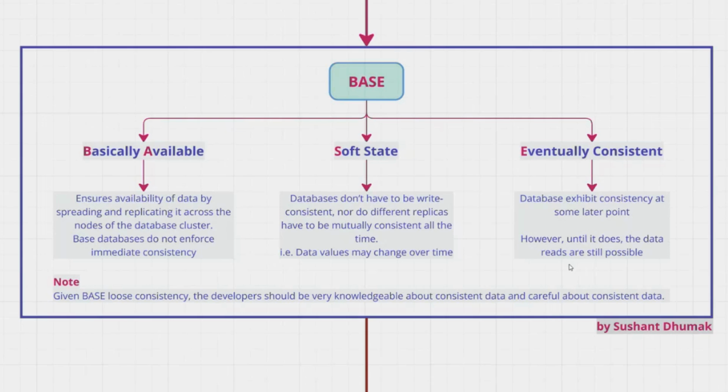Okay, so that is the whole purpose of these BASE properties. It is available, so whatever is there, you will get it. It is soft state because data is going to change over a period of time, and eventual consistency means data is again going to change, but reading is still possible. You'll get whatever is there. Okay, but I just added a note that, given BASE properties that lose consistency, the developer should be very knowledgeable and careful about the inconsistent data. So that is just a note that I've added. These properties are not strict properties, and that's why there's a different purpose for them.